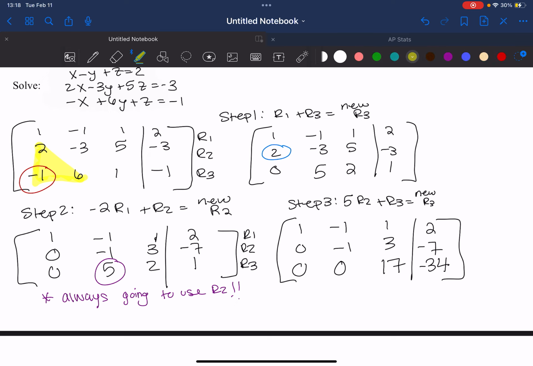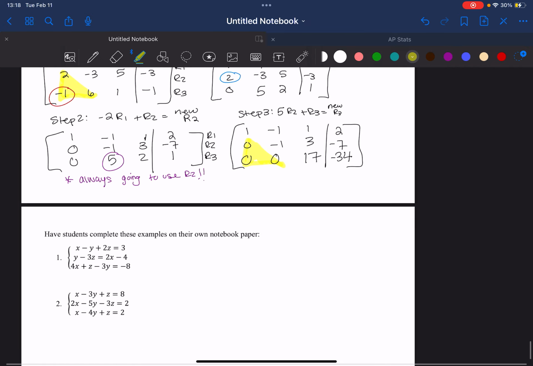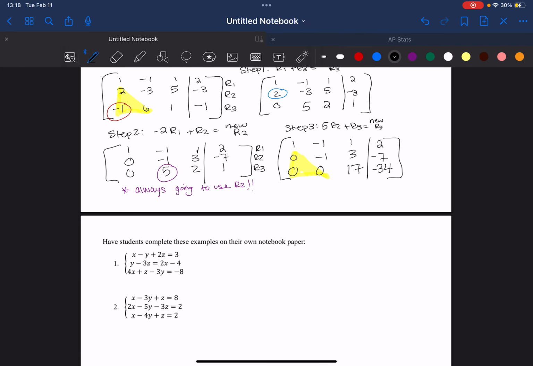Okay, I now got my lower triangle. So now from here, I know that the first column is X, the second one is Y, and the last one is Z. So I can look and first see, can I take a GCF from each of the rows? The only row I can do that from is the third row, and I can take out a GCF of 17. So 17 divided by 17 is 1. Negative 34 divided by 17 is negative 2, which means I have Z is equal to negative 2. That's my very first one here.